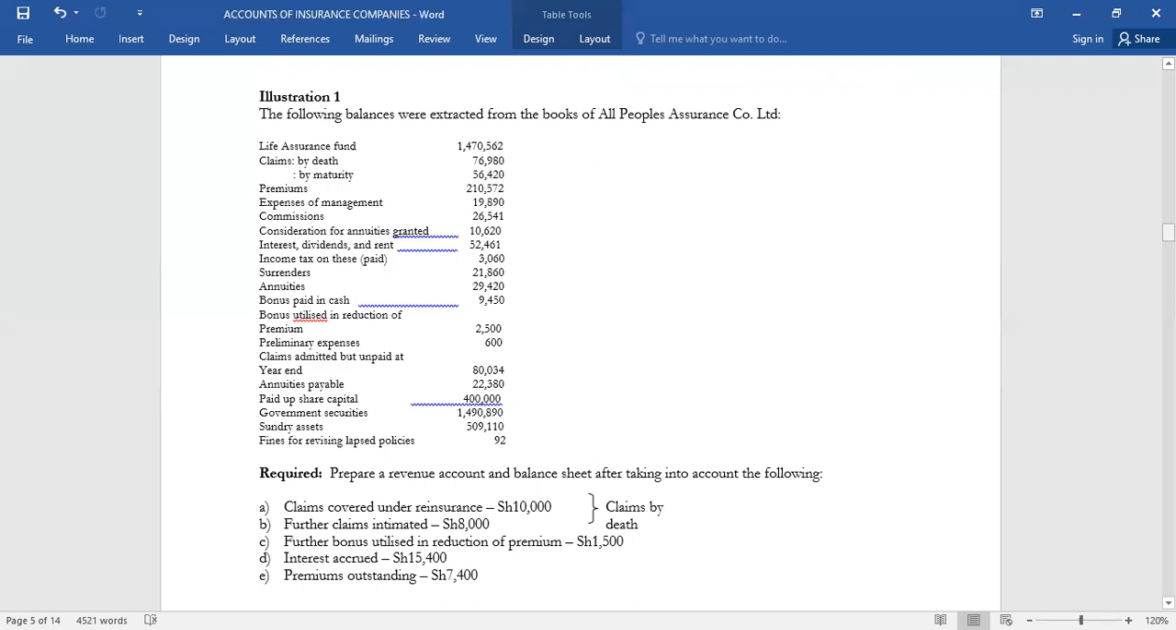So all that you need to know is which items are of income nature, which ones are of expenditure nature, because this is what now will guide you into doing the revenue account. And the purpose of doing the revenue account is to get the life assurance fund carried downward, because that's the figure that will be taken to the statement of financial position.